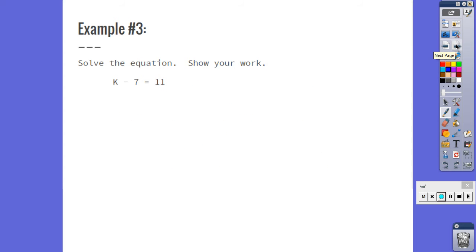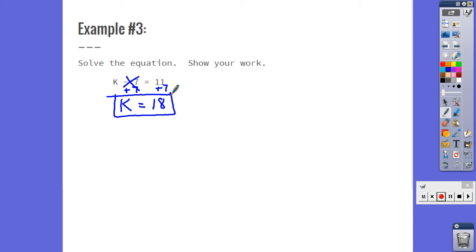So a couple more examples here that are not story problems. It says solve the equation, show your work, k minus 7 equals 11. So in terms of what I want you to do for showing your work, I want you to tell me or show what number you would add or subtract. In this case it's add to both sides in order to isolate my variable. So I want to get k by itself. I'm using opposites. I know that those will cancel, and I'm going to be left with 18.